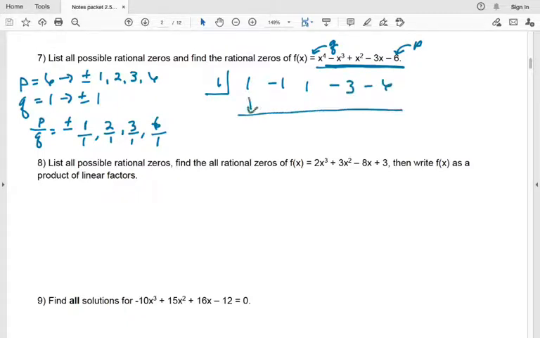When I do the synthetic division, this is what I get. Well, I end up with a remainder of negative 8. So 1 is not a 0. So let's try another one.